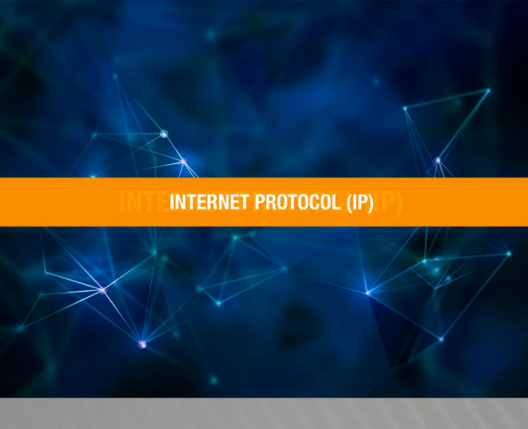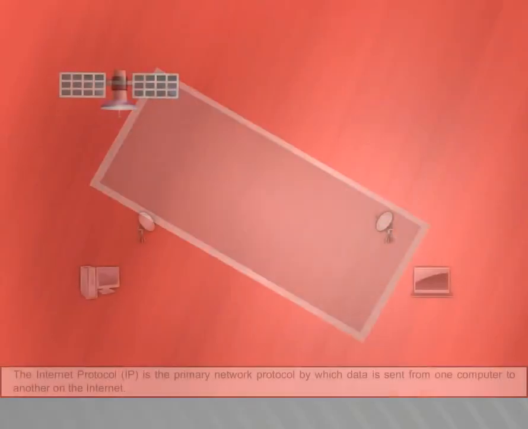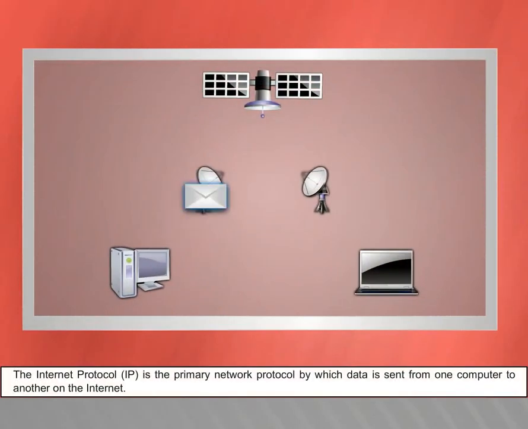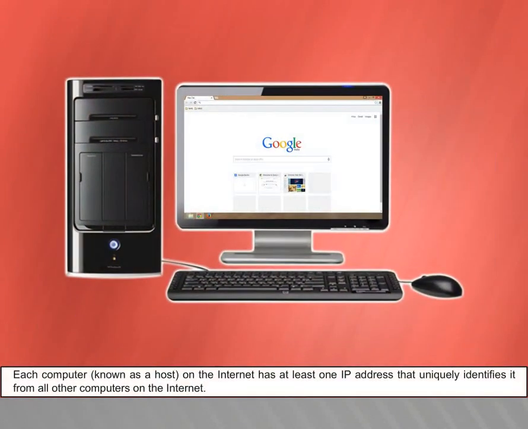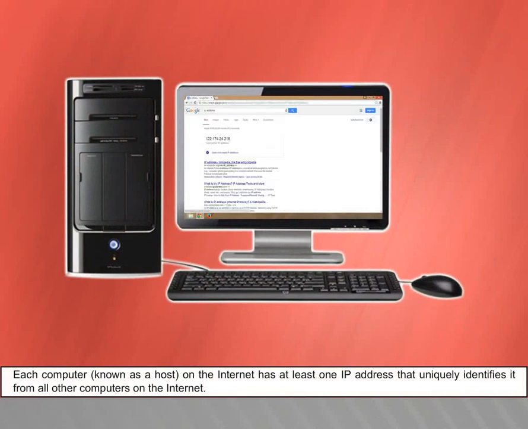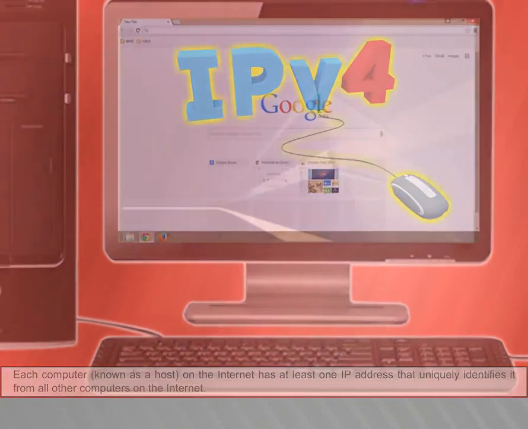Internet Protocol, IP. In this video, we are going to see about Internet Protocol, IP. The Internet Protocol (IP) is the primary network protocol by which data is sent from one computer to another on the Internet. Each computer, known as a host, on the Internet has at least one IP address that uniquely identifies it from all other computers on the Internet.